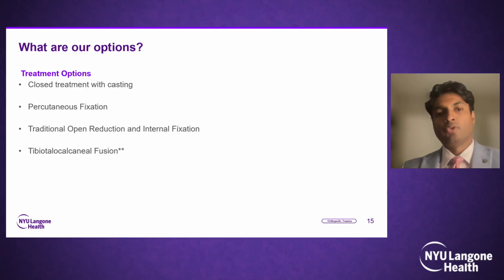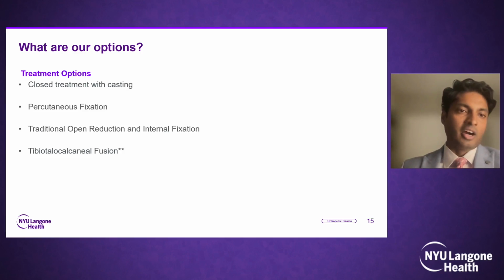So we can go back to the 4 treatment options that we discussed before. What can we do? Closed treatment with casting, obviously that's out of the question here. Percutaneous fixation can still be done, but I still get worried about the amount of fracture blisters that she had, and it may not be the best option for her.